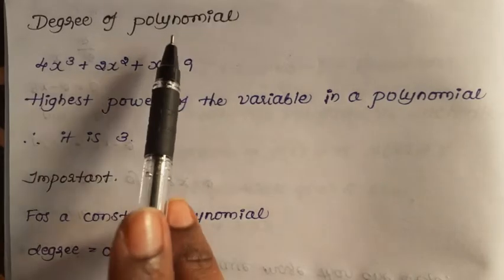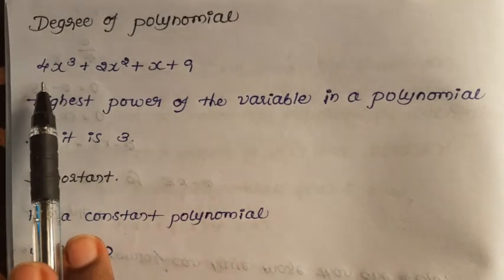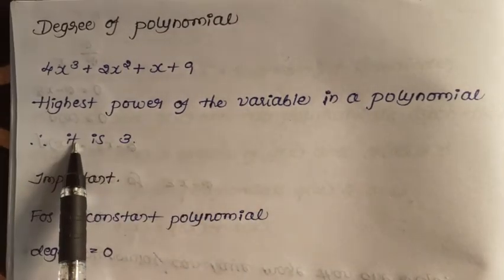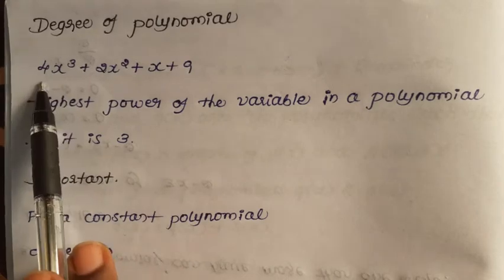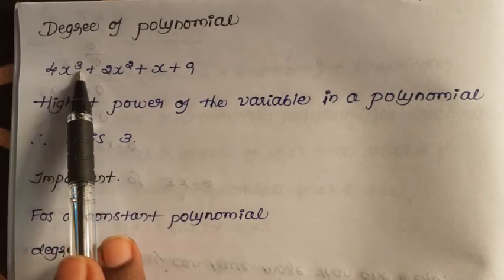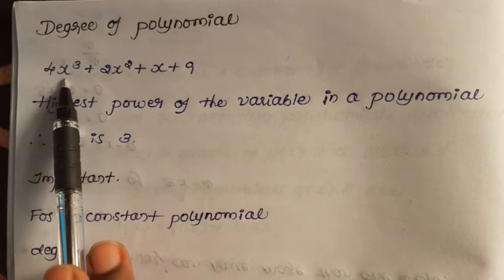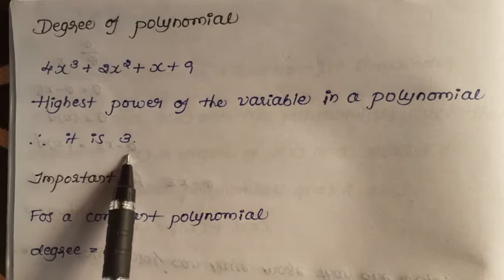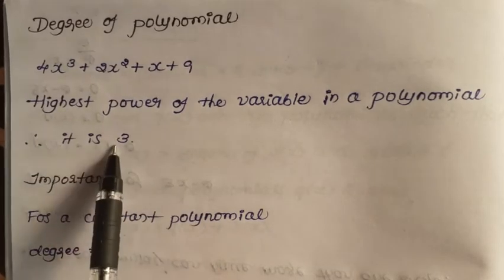Then the degree of a polynomial. The highest power of the variable in a polynomial is called the degree of the polynomial. In this polynomial, we have the highest degree as 3. The power of x is 3. The highest one is 3. So the degree of this polynomial is 3.